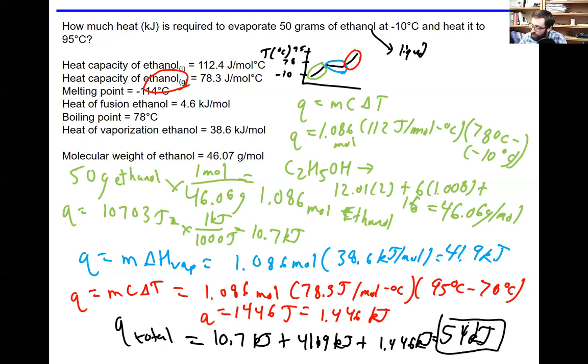So you saw it's basically a three-part problem. It's not hard, but you just need to conceptually know what's going on and know that when ethanol is boiling, it actually isn't changing temperature. It's staying at 78. So draw the heat curve, and you should be good. All right, guys.